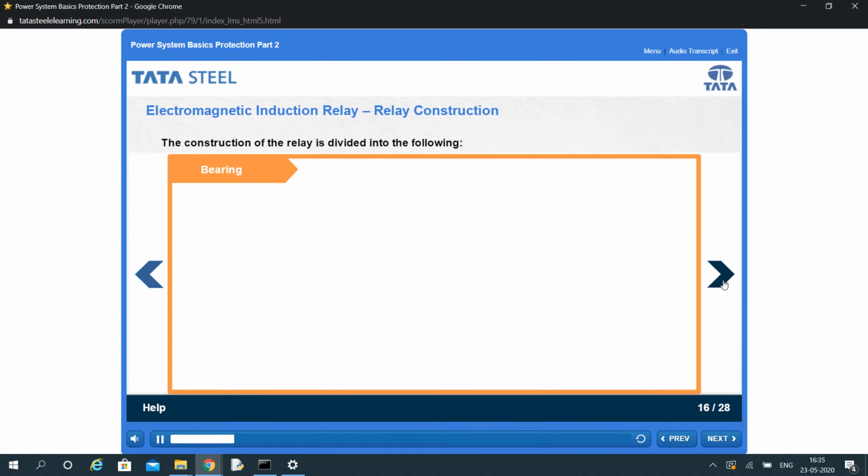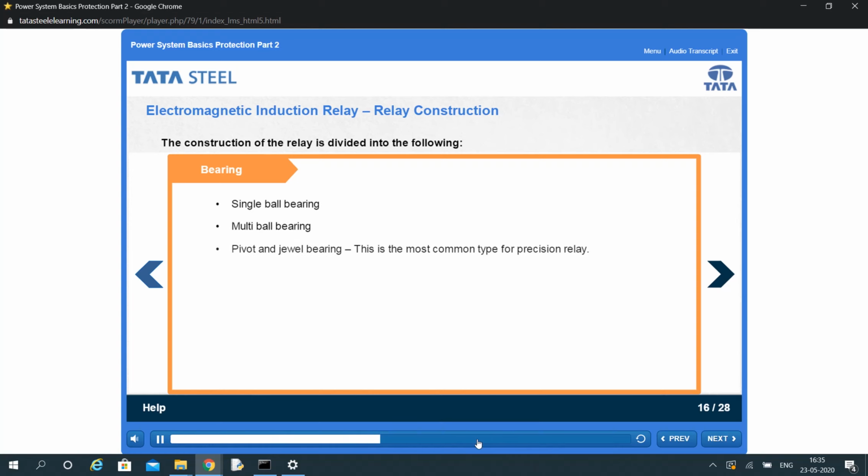Bearing. This includes single ball bearing, multi-ball bearing, pivot and jewel bearing. This is the most common type for precision relay. Click on the arrow to move to the next screen.